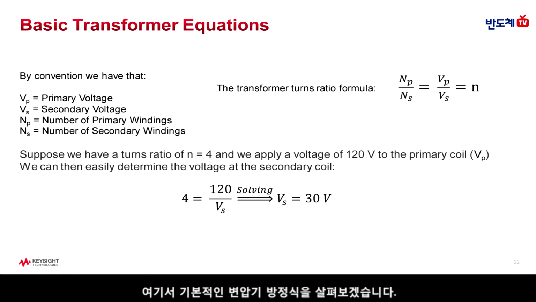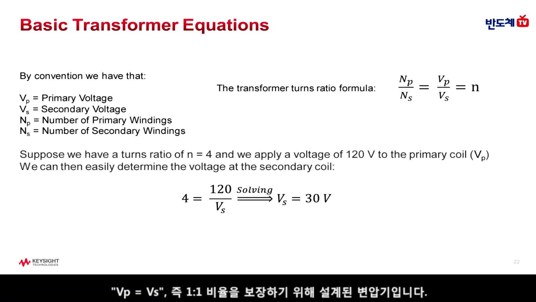I want to touch on the basic transformer equations here. But before I do that, I just want to mention that there are three types of transformers. If the purpose of the transformer is to increase the primary voltage, in other words, VP is less than VS, then it's known as a step-up transformer. Conversely, if the purpose of the transformer is to decrease the primary voltage, in other words, VP greater than VS, then it's known as a step-down transformer. And if the purpose of the transformer is just to provide electrical isolation, then it's designed to ensure that VP equals VS. In other words, it's a one-to-one ratio.